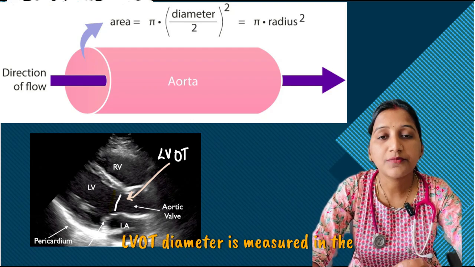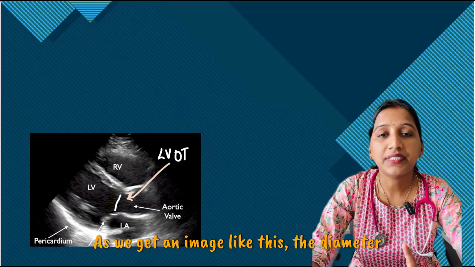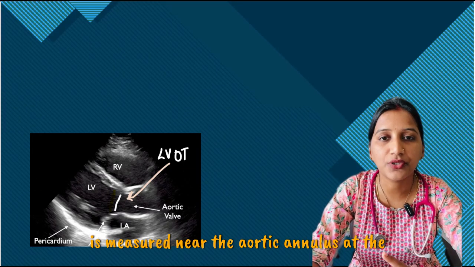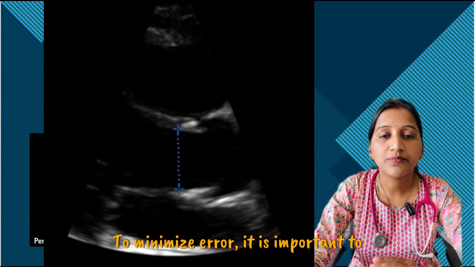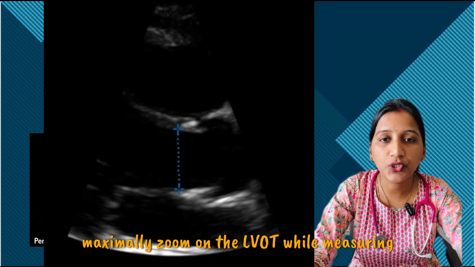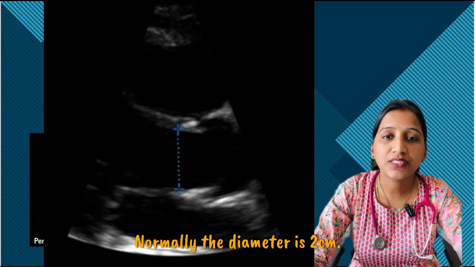LVOT diameter is measured in the parasternal long axis view. As we get an image like this, the diameter is measured near the aortic annulus at the base of the leaflets in systole. To minimize error, it is important to maximally zoom on the LVOT while measuring its diameter. So this is how we measure. Normally the diameter is 2 cm.